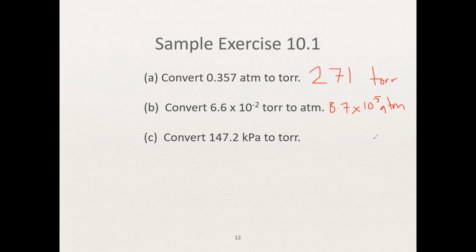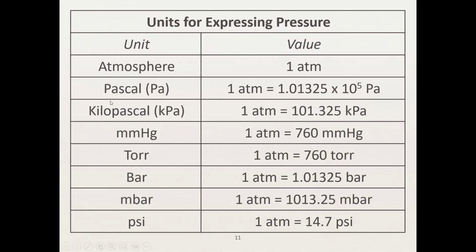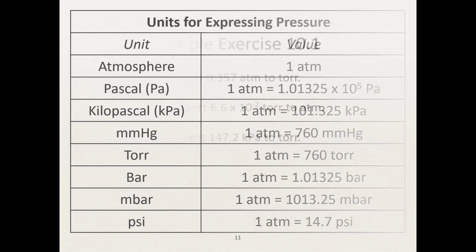And then with the final one, this one is going to be a little bit different. In this case, we're going kilopascals to torr. So I'm going to clear this for a second just so we can go back to the previous slide. So if we hop back, there we go. 101.325 kilopascals is equal to 1 atmosphere. 760 torr is equal to 1 atmosphere. So we can really relate torr and kilopascals directly here. So 760 torr is equal to 101.325 kilopascals.